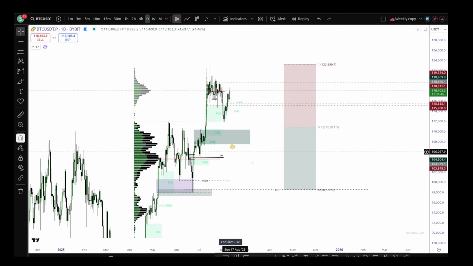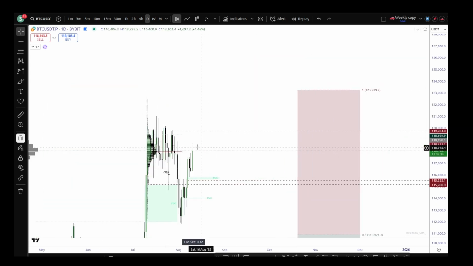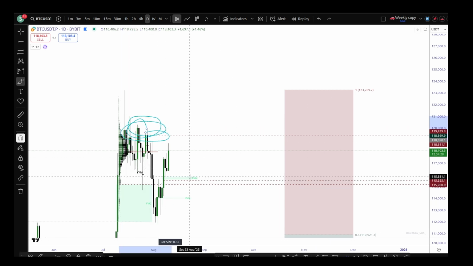Otherwise, the zones are pretty much the same. I will still be interested in buying in these high value nodes and this point of control if the price is given. But the objective looks clear here. It's like a clear liquidity level on these highs here. All these highs are screaming to be taken out. So we will see what happens.